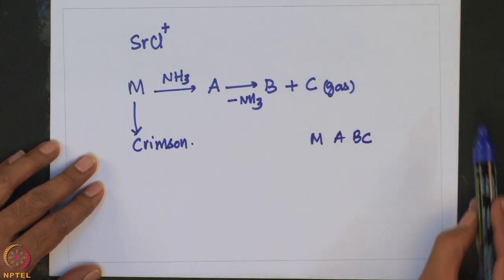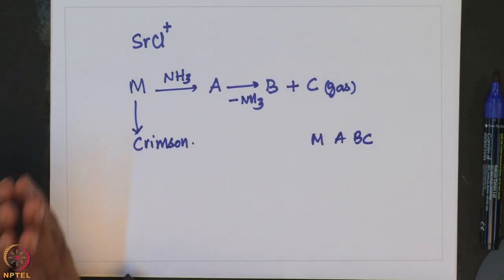Let me read out the question again. A group 2 metal M dissolves in liquid ammonia, and from the solution compound A can be isolated. A slowly decomposes to B with liberation of NH3 and a gas C. Metal M gives a crimson flame test. Through blue glass, the flame appears pale purple. Suggest identities for M, A, B and C, that means find out M, A, B and C. So, let us solve this one. It is a very simple question. Of course, by looking at the flame test one should be able to tell what it is.